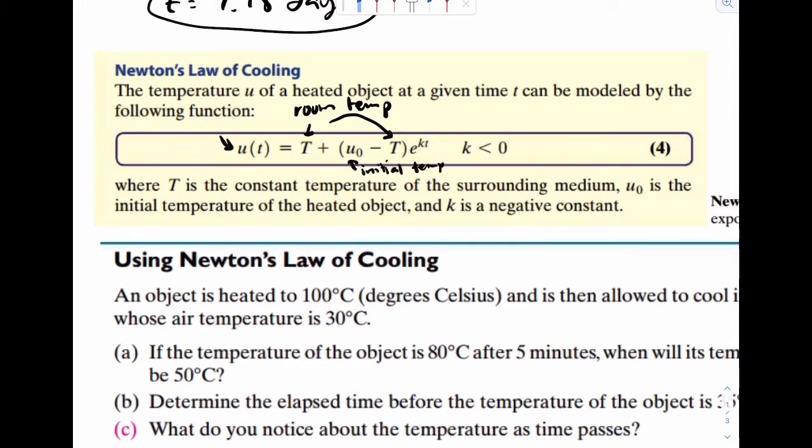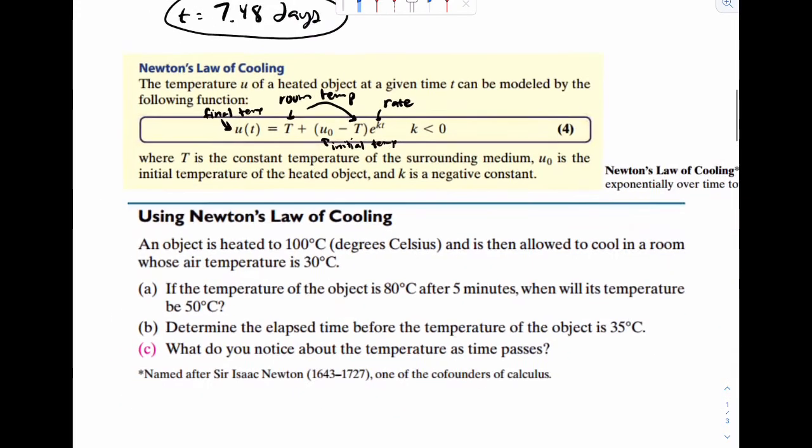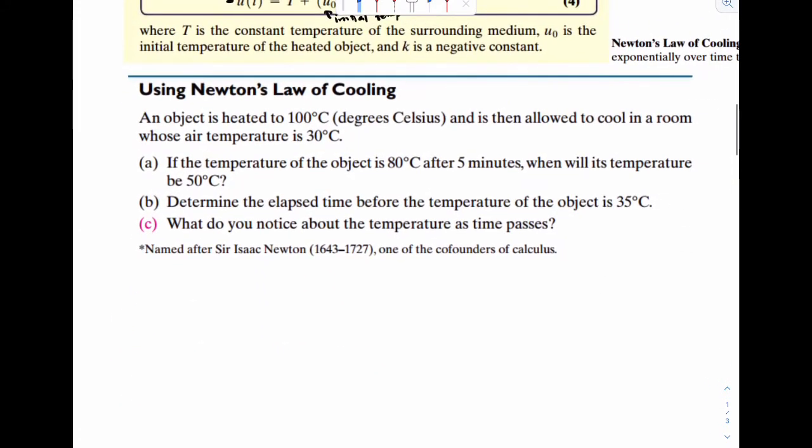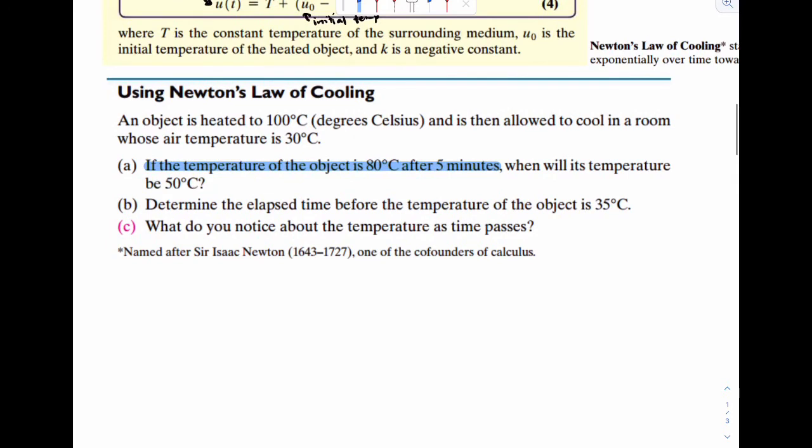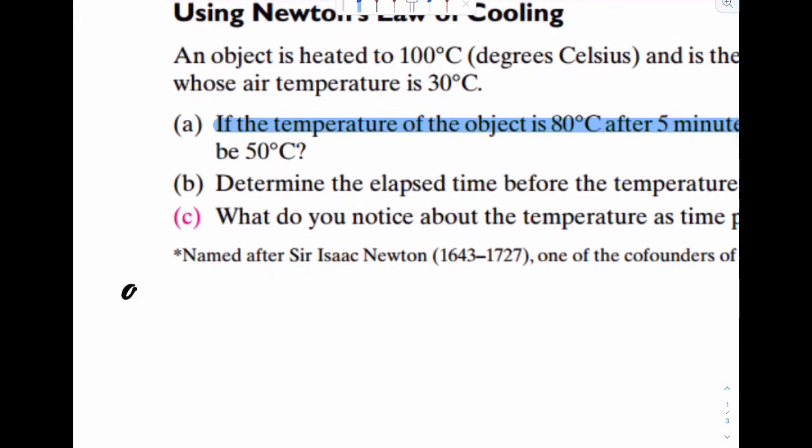And then U of T, that's your final temp. And then K is clearly your rate. And for these problems, we won't know the rate, so we often have to find it. So for letter A here, notice how it gives you this first piece of information. We have to deal with this first before we can even get to the second part. So this is actually a two-step question.